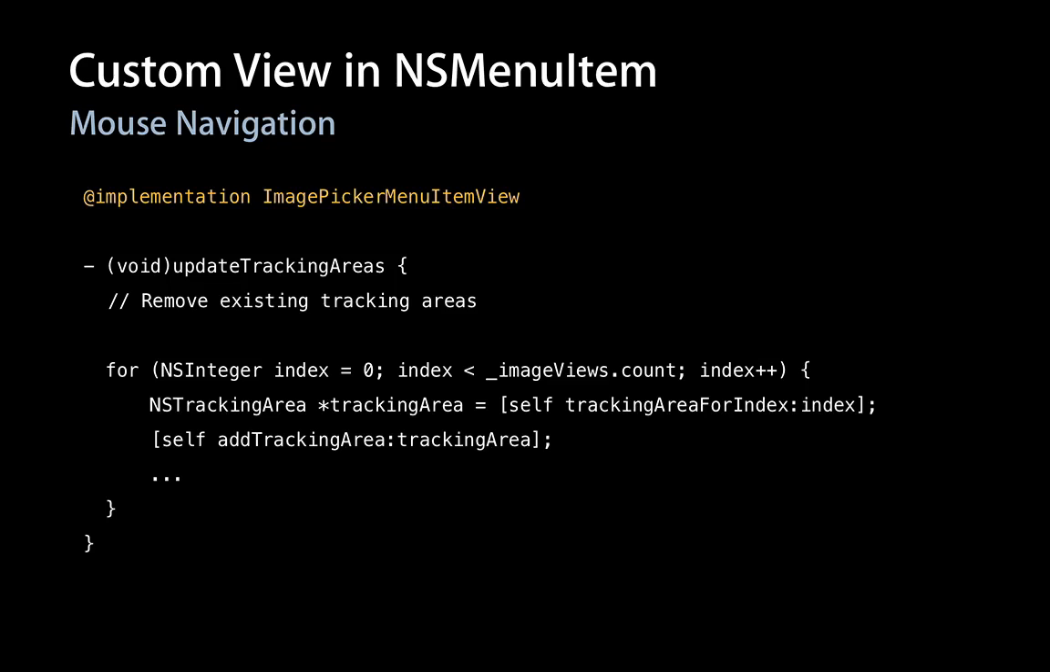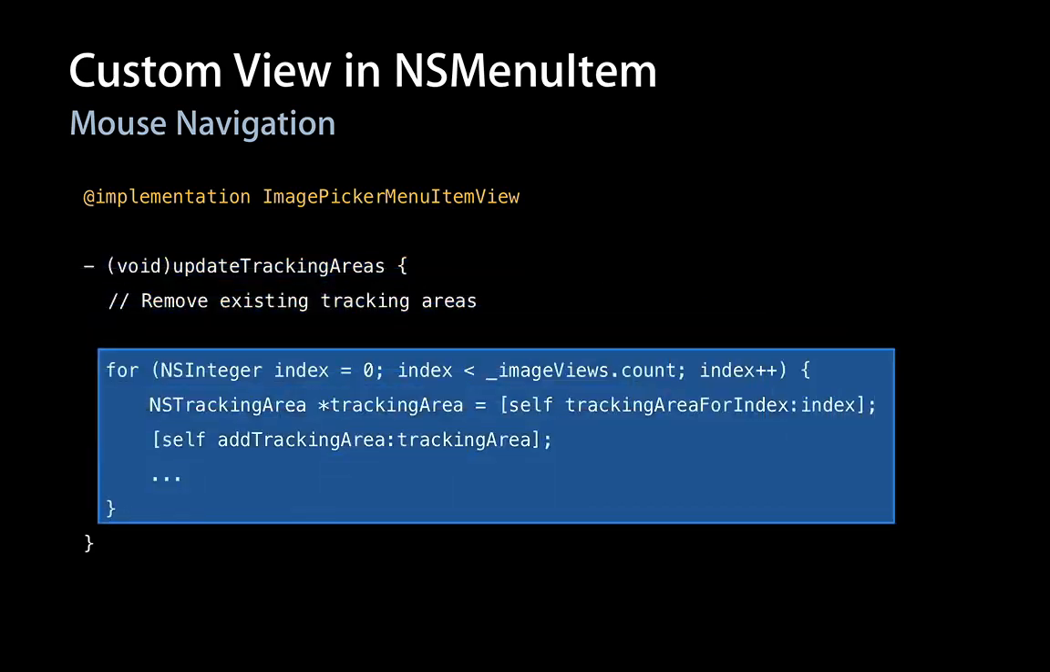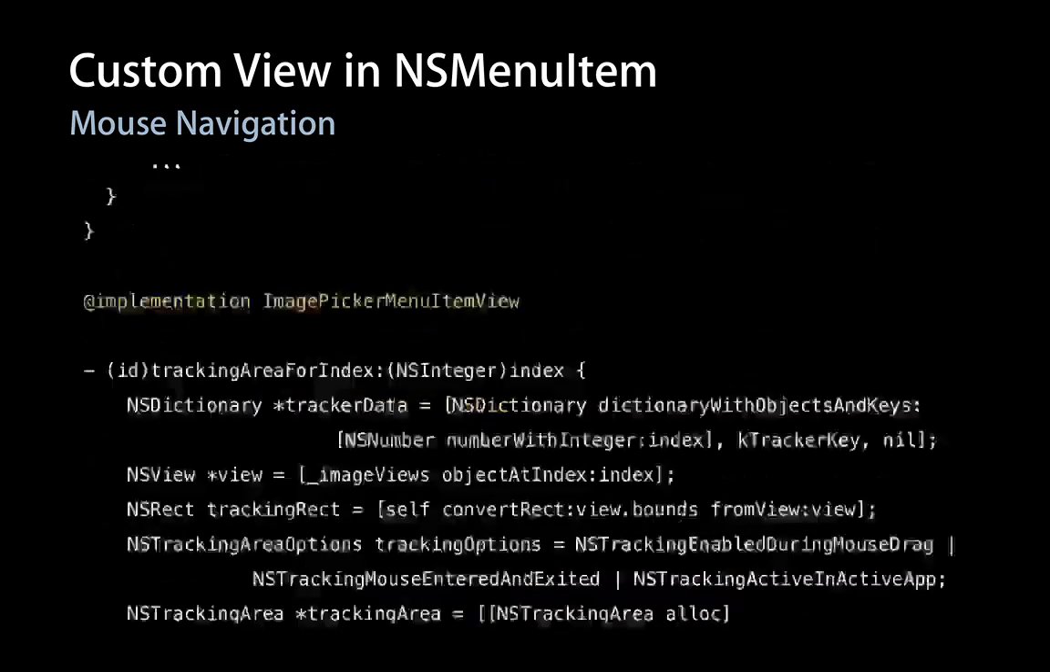Instead, we're going to go ahead and use updateTrackingAreas. We're going to create tracking areas to do our mouse tracking. And you do that by overriding updateTrackingAreas in your custom view. In this case, we just loop through each one of our image views. And we're going to call an internal method that we'll get to in a little bit called trackingAreaForIndex. And the key important thing in this slide here is you call self addTrackingArea. So addTrackingArea is an API on NSView. And that's how you add your tracking areas once you've created them.